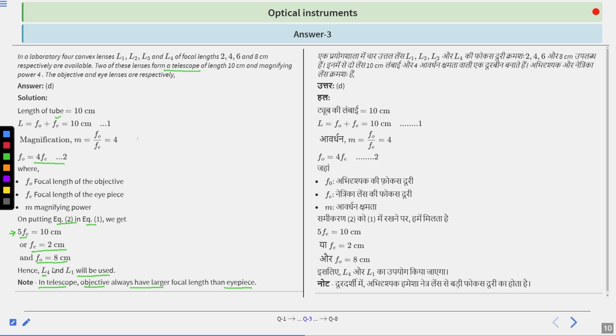So which one is the correct option? Option B is the correct. Clear?